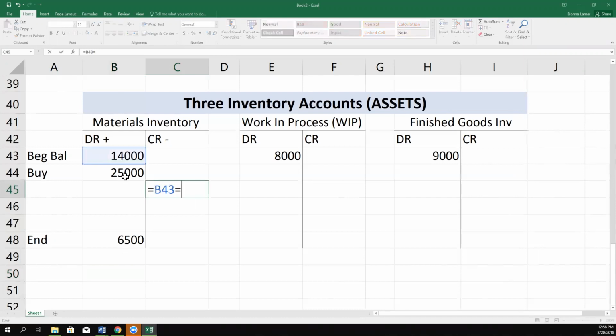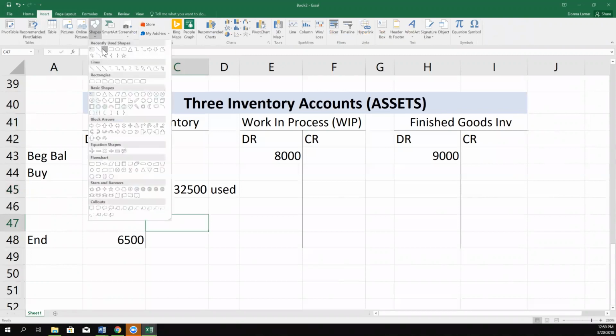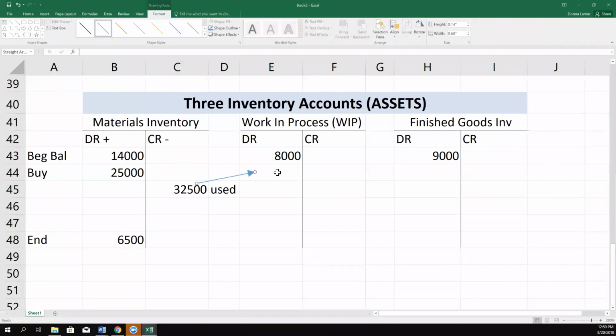Got these two. Add it. Helps if I add them together. Here plus here. So that's going to add to 39,000, and I want to take away what's still left. That tells me that $32,500 was used up. Was taken out of the inventory and used in production. And what happens to it when it gets used? We can't just credit materials inventory without debiting something else. It's going to come out of here and go into work in process.